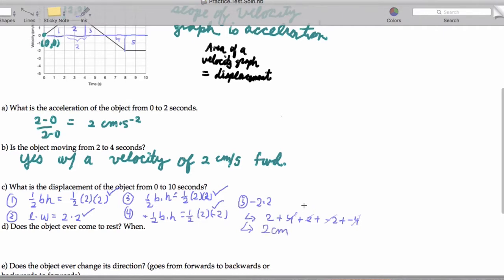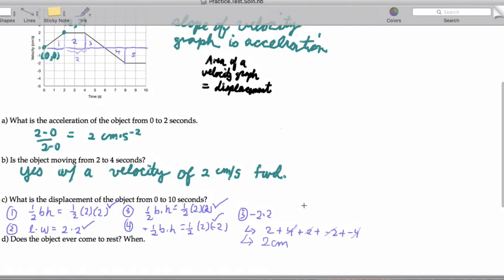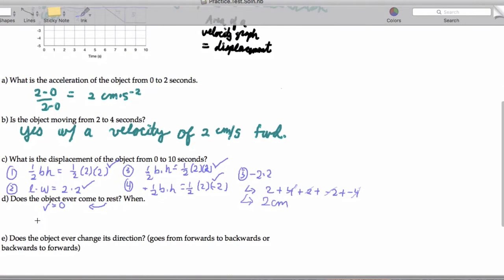Now, does the object ever come to rest? Well, let's be clear. Rest means v equals 0. So it's at rest at 0 seconds and at 6 seconds because that's when the velocity is 0. So the answer is yes, at 0 seconds and 6 seconds.